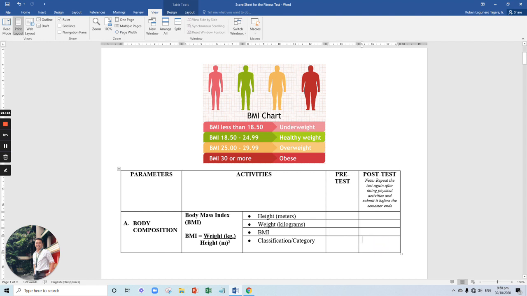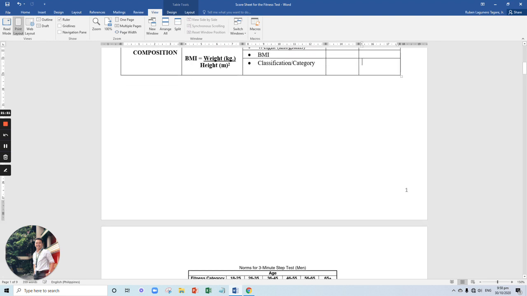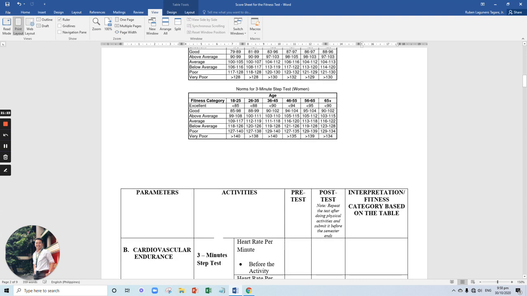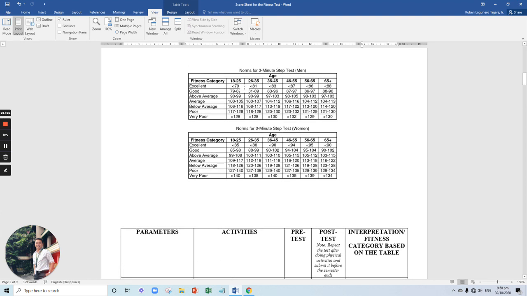So, wag muna ito muna sa pre-test ang sasagutan ninyo. Okay? Sige. So, next one, we have the cardiovascular endurance. So, yun. Ito yung ano ninyo. Dito kayo kukuha ng interpretation.